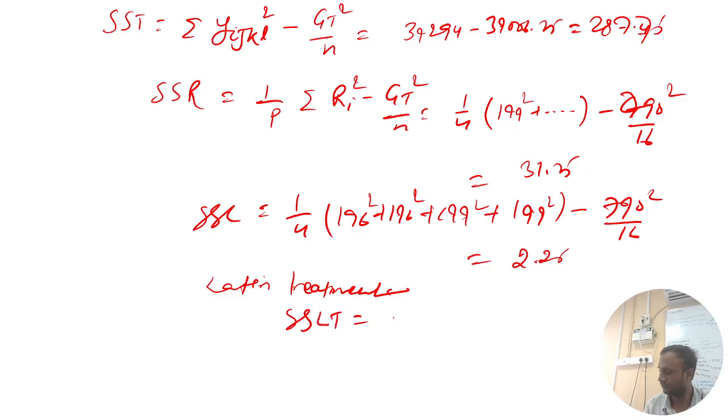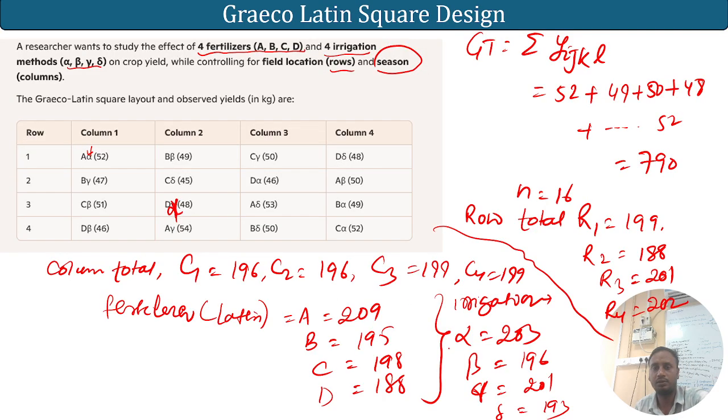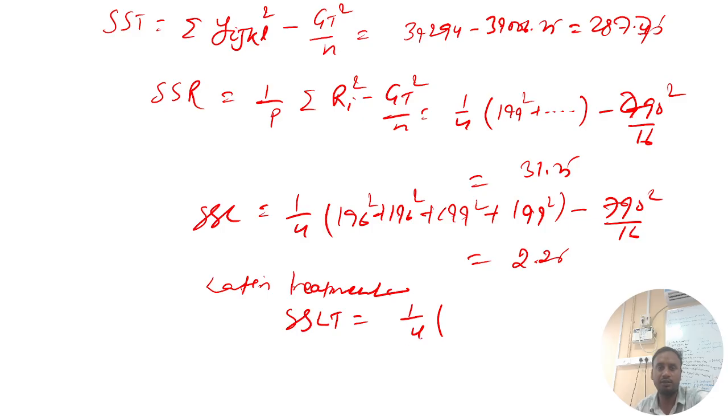SSLT, 1 by 4. What were the Latin treatment totals? 209, 195, 198, 188.